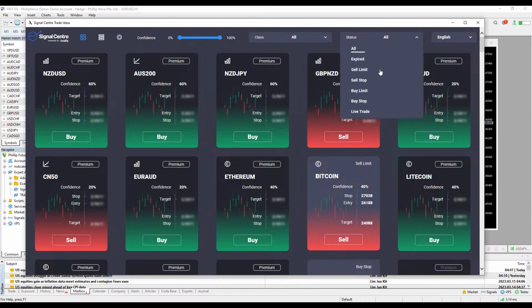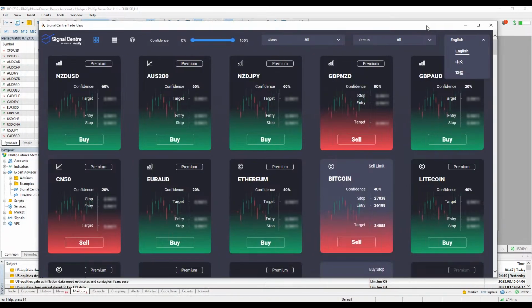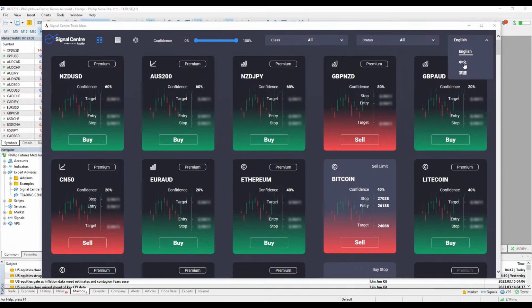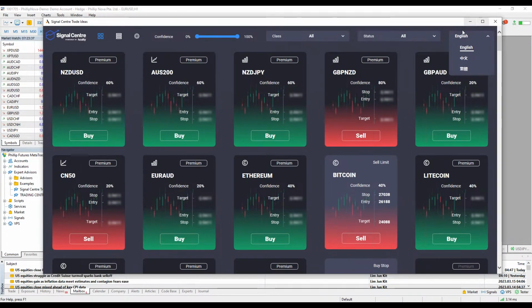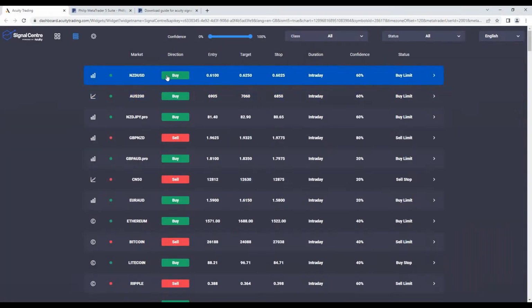You are also able to sort all these trade ideas based on the status. And lastly, you are able to toggle between English and Mandarin. Good news for those who are more familiar with Mandarin: you can switch this tool to Mandarin and everything will be in Mandarin. A reminder again, this is restricted access on MT5 demo. If you're on a live account, you'll be able to see all the trade ideas with all the levels listed out.